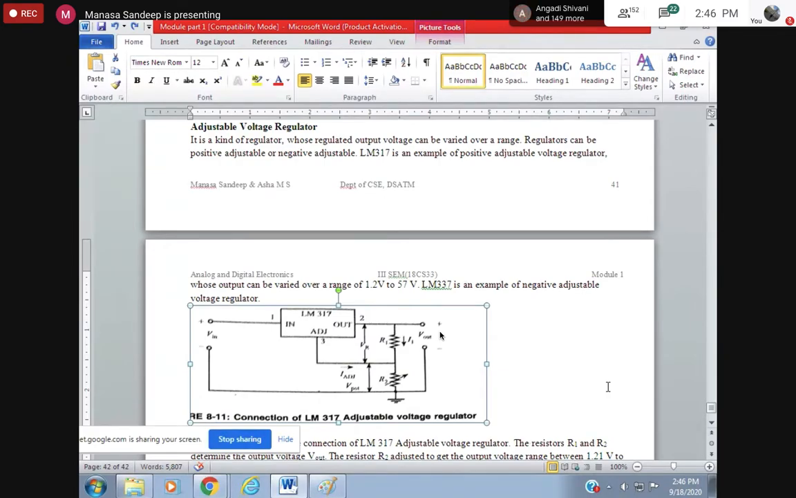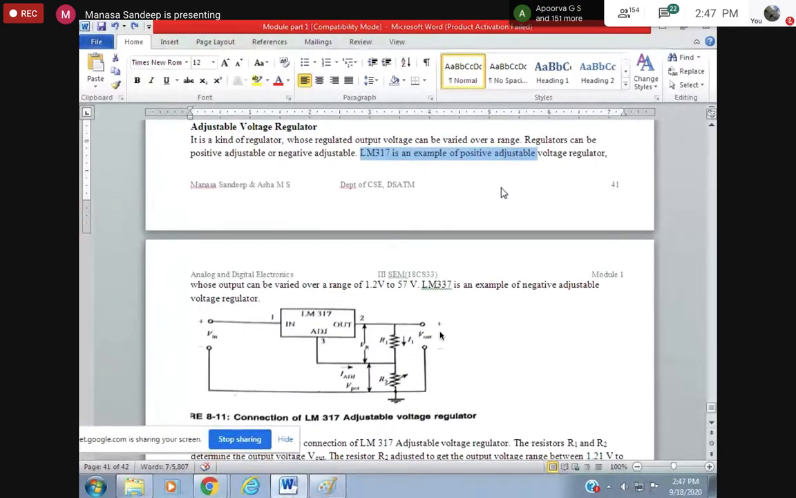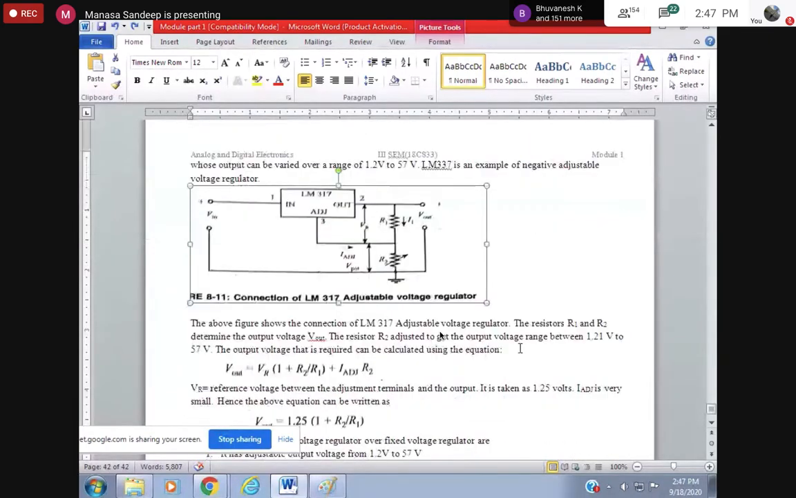The LM317 is one example of such an adjustable voltage regulator. It's a positive voltage regulator, which has a range in the positive values. Similarly, the LM337 is an example of a negative adjustable voltage regulator. But for our syllabus, we just have this LM317. So this here is the connection of LM317.